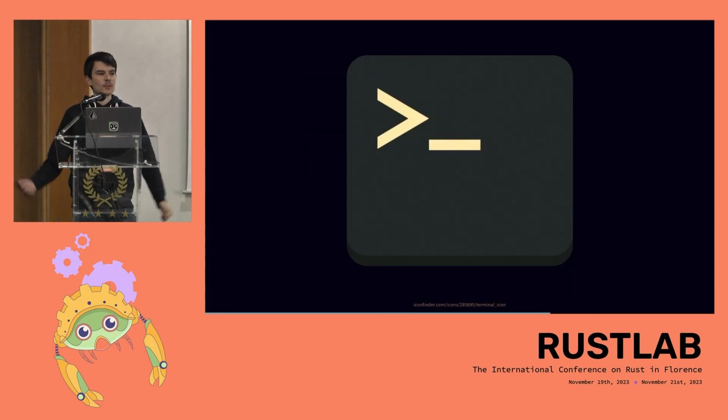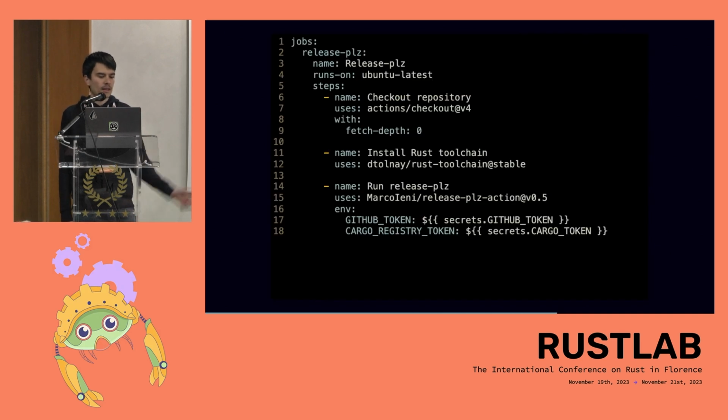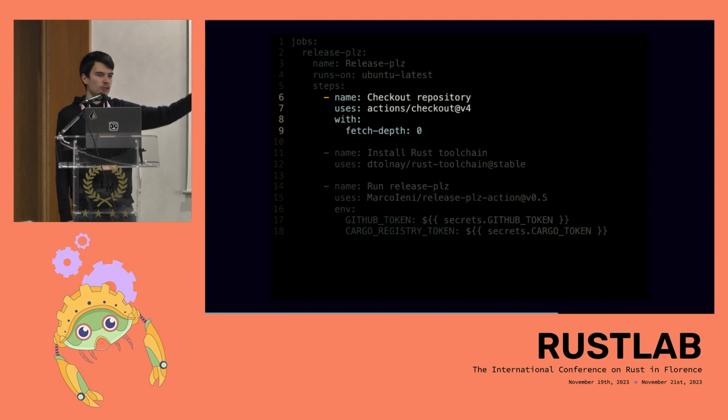So maybe you're thinking, hey, you told me that you don't like to release from the terminal, but you're showing me terminal commands, right? Well, of course, we have a GitHub action, and it's really easy to add to your project. Here is how. First, you just need to copy paste this as one of the jobs of your CI. First, you need to check out your repository by cloning basically the entire history, because Release-plz needs to look at your commit history to determine the next version.